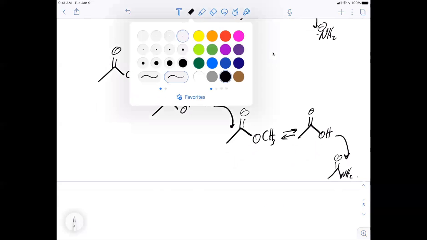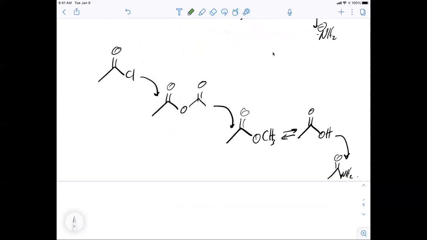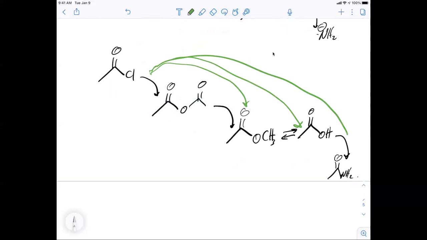Which also means what? Well, the chloride should be able to turn directly into the ester. Chloride should be able to turn directly into the acid, and the chloride should be able to turn directly into the amine. Now, what is not going to happen? Well, that's probably not going to happen very easily, right? This is probably not going to happen very easily, right? This is probably not going to happen very easily.